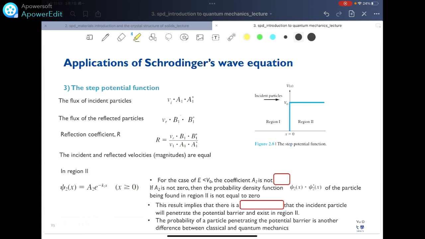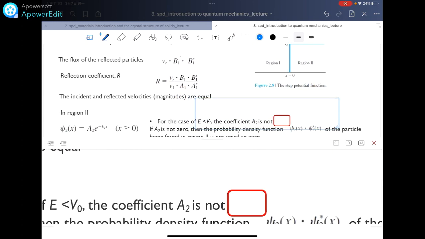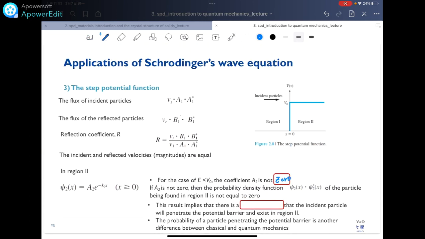However, based on quantum mechanics, there's a certain point that we need to further elaborate here. It's in region 2. In region 2, we found out that for the case of E smaller than 0, actually A2 is not 0. The coefficient of A2 is not 0. That means we actually have a wave function existing in this region. We have a particle existing in this region. So if A2 is not 0, then the probability density function of the particle found in region 2 is not equal to 0 as well.